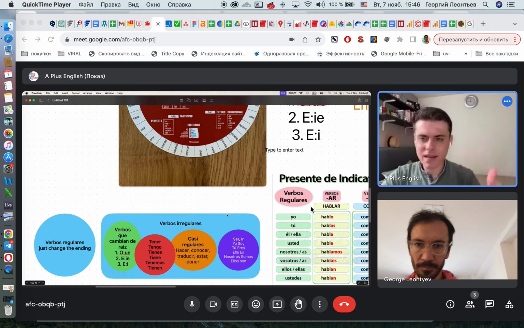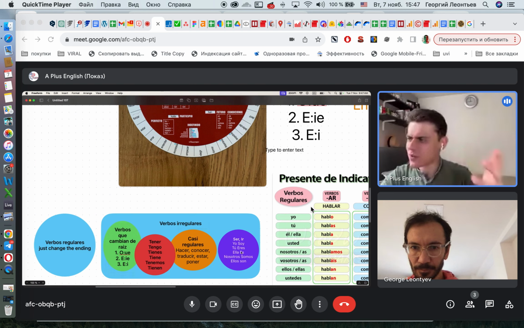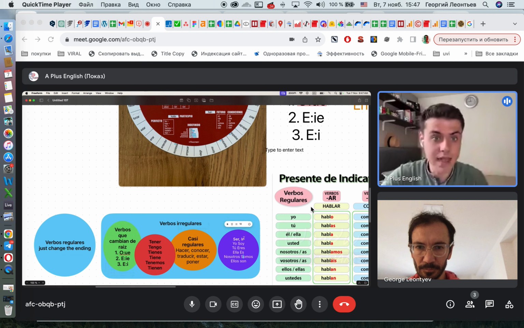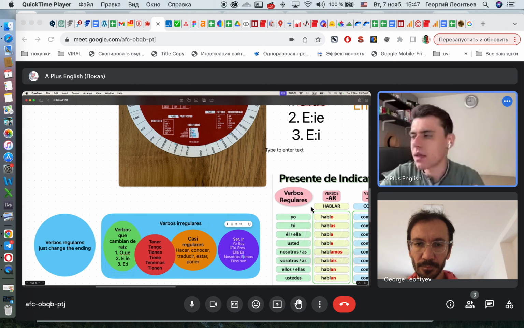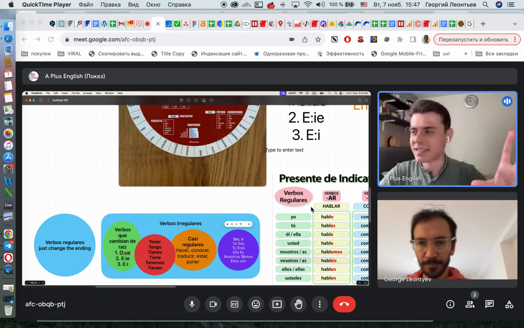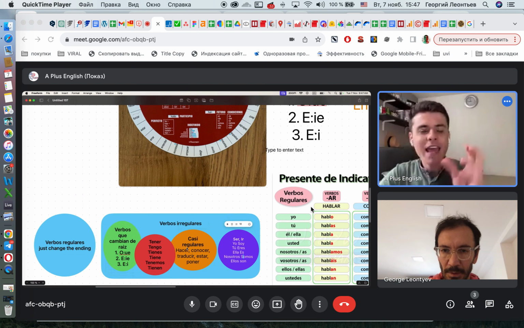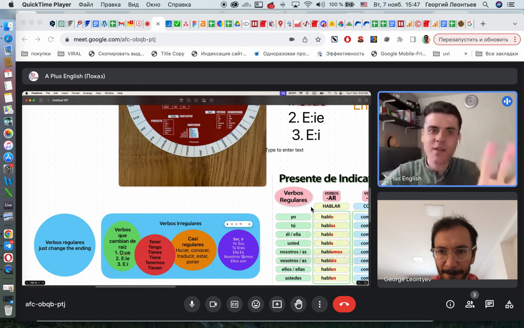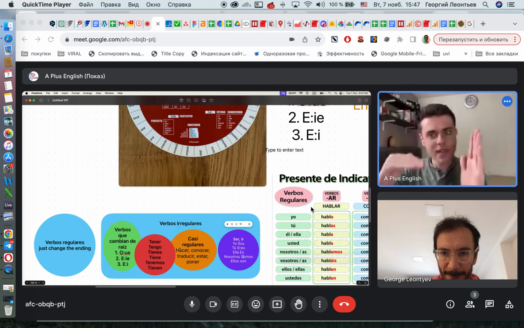Ser or ir, it's completely irregular. Yo soy, tú eres, él es, nosotros somos. Like, why does this one have an E and this one starts with an S? I don't know. It's completely irregular. The verb ir and ser are completely irregular. Then there are the types of verbs that I call almost regular, casi regulares. They're almost regular except for the first person, the yo. The yo is irregular, but everything else about them is regular.